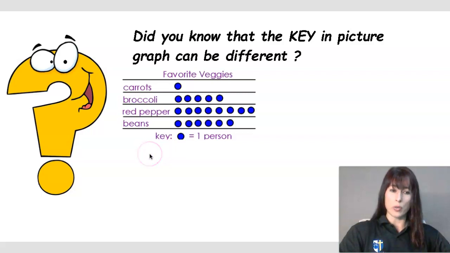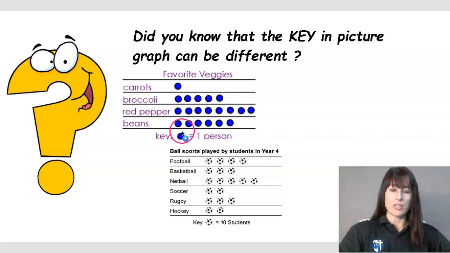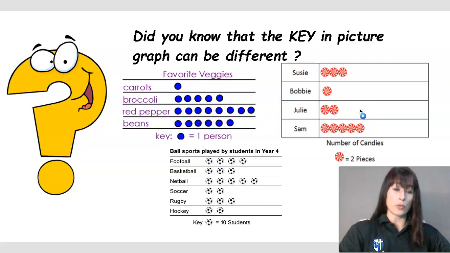For example, the one we saw in a previous slide was representing 3. Well, this one represents 1 person. You see that the labels are changing. Also, the symbols here are different and the title is different. But what really matters and what is really important to us is the key. Okay, so this one has 1 person. Each symbol stands for 1 person. This one, look at this one. This one stands for 10. Okay, 10 students. Now, we can also have one that stands for 2.